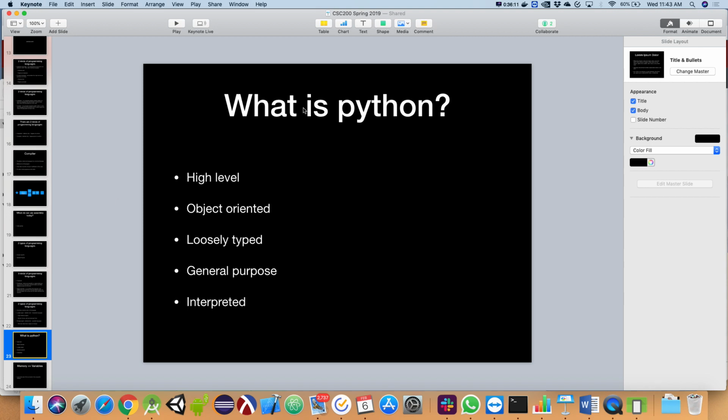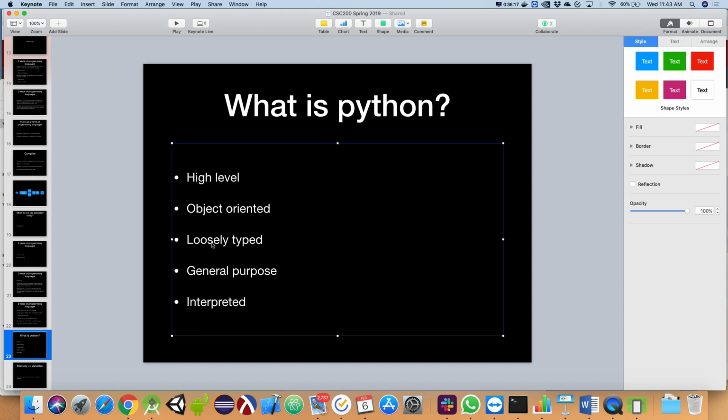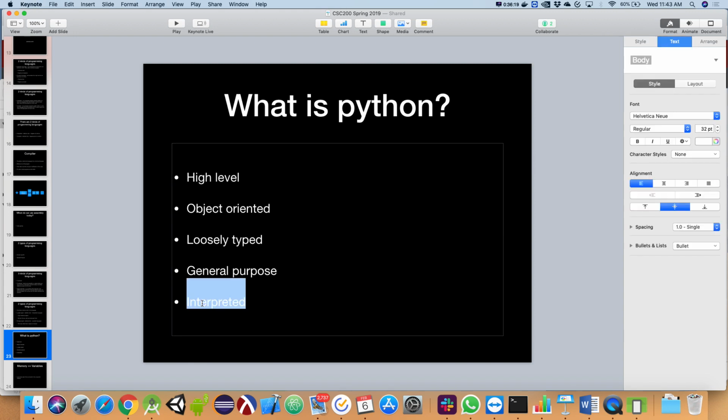If we were talking about C++ here, every one of these things would be the same, except loosely typed would be strongly typed and interpreted would be compiled. All the other pieces are the same. All right?